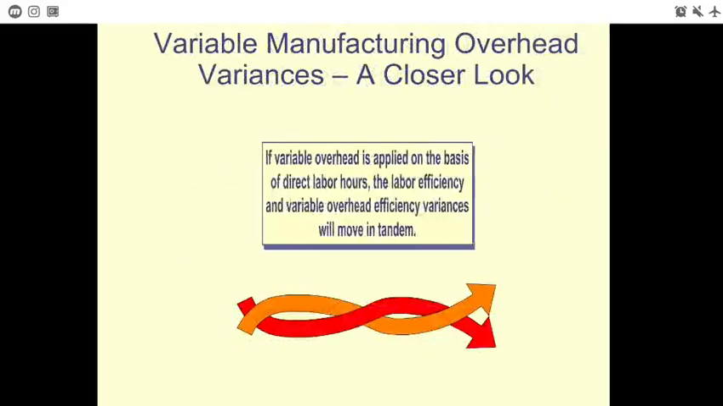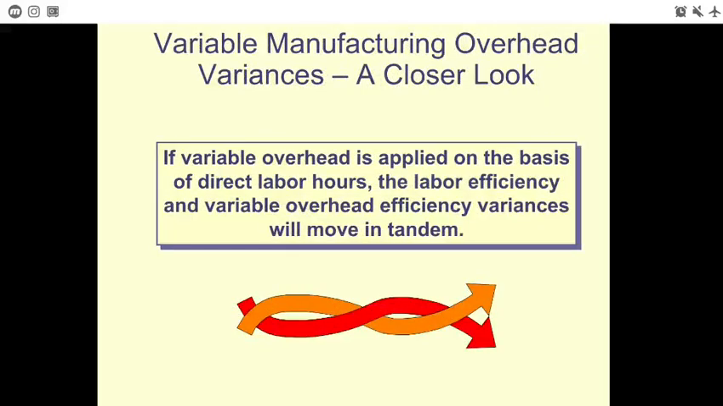Okay, I think this is it. If variable overhead is applied on the basis of direct labor hours, the labor efficiency and variable overhead efficiency variances will move in tandem. Labor variances and overhead variances will move in tandem. They go the same way. If labor variances are unfavorable, the variable overhead variance also will be unfavorable.